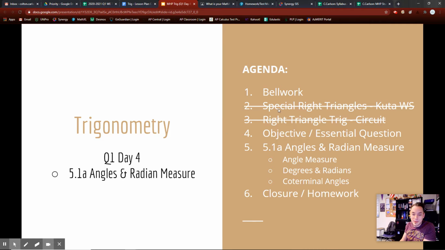But the first thing we're going to be doing is the bell work. This is a little bit more syllabus review as well, just really hitting home what's on my syllabus, so that we are all aware of the expectations I have for you as online students. So we're going to do that. The fourth thing we're going to do, because I'm going to skip these two since we're not in class, is the objective and essential question.